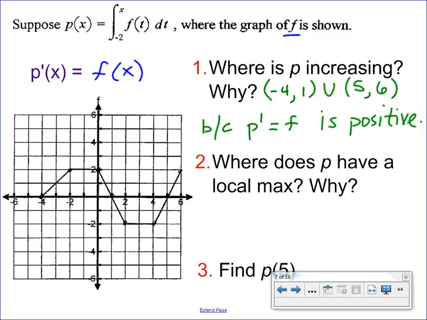Okay, so where does p have a local max? Kobe? P has a local max at x equals 1. Raise your hand if you had that. Good. So what would our justification for that be? What would our calculus reason be? Riley? Well, p prime equals f of x changes from positive to negative. Absolutely, because p prime equals f switches from positive to negative. Therefore, I know p switches from increasing to decreasing, and that signals the location of a local max.